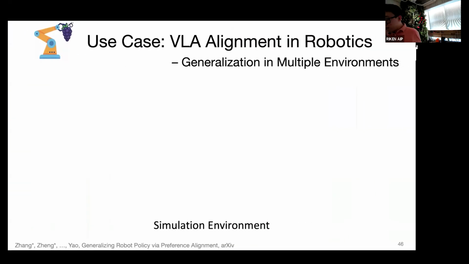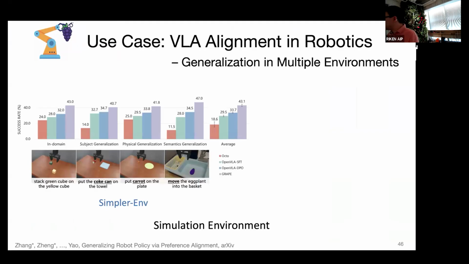And we evaluate these models firstly in simulation environments, on simple environments. We have the in-domain generalization, and we also change the subjects and the semantics depending on the language prompt. We do three types of out-of-distribution generalization. The first one is subject generalization, then physical generalization, and semantic generalization.